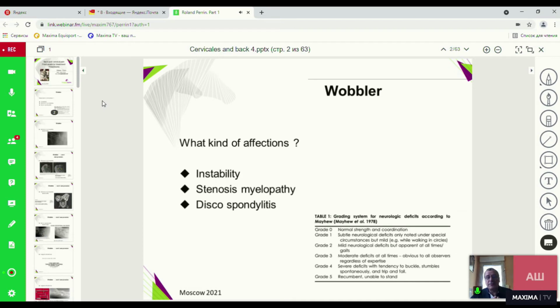So we will begin with the Wobbler syndrome. I know that, I hope and I think that everybody knows the Wobbler syndrome.